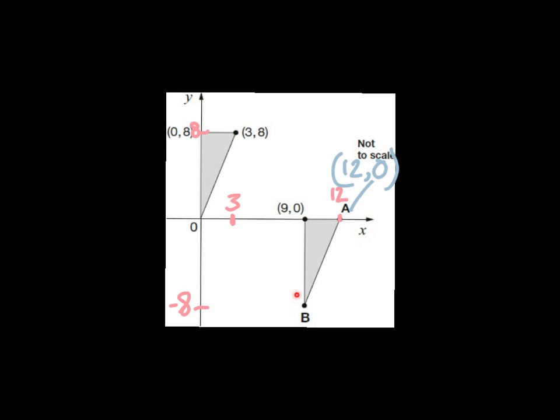Now let's take a look at B. Okay, so B is 9 along the x-axis, so I can jot that on now. X values always go first. And it is minus 8 down the y-axis. So the coordinates will be 9 and minus 8. And there you have it.